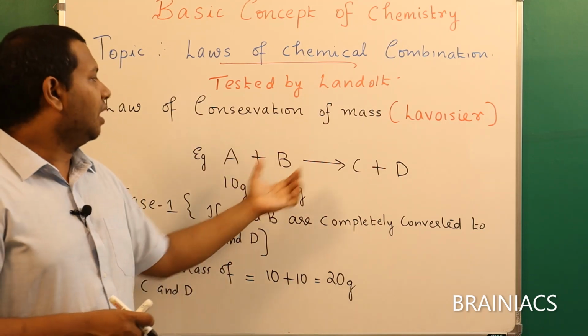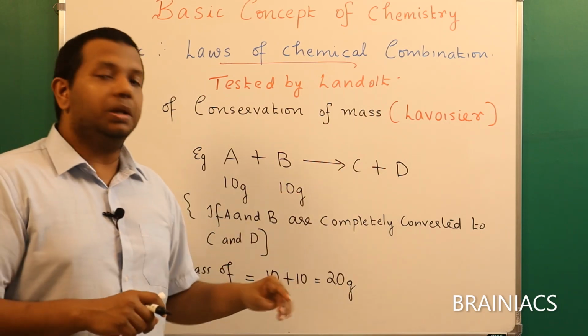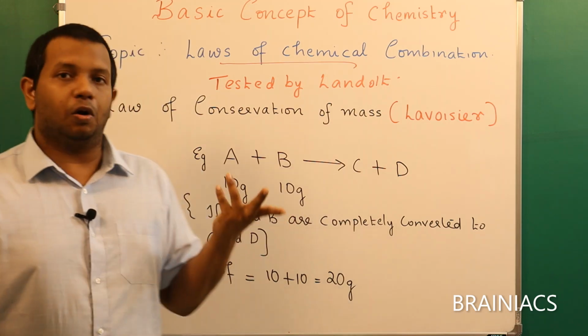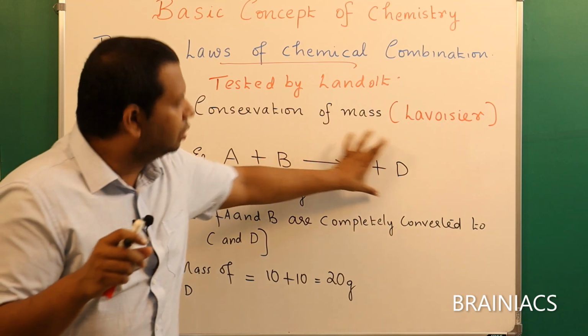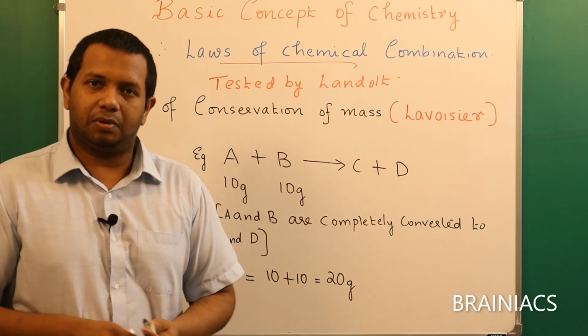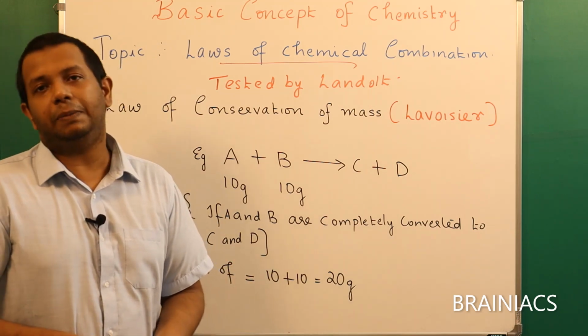In that case, output C and D, if you add, let it be 20 gram, this 20 gram can be 15 plus 5 or it can be 17 plus 3, different. We don't know. We don't want to think about that. We talk about the net mass of the products will be equal to what? 20 gram. Okay. So this is how the law of conservation of mass will be proved.